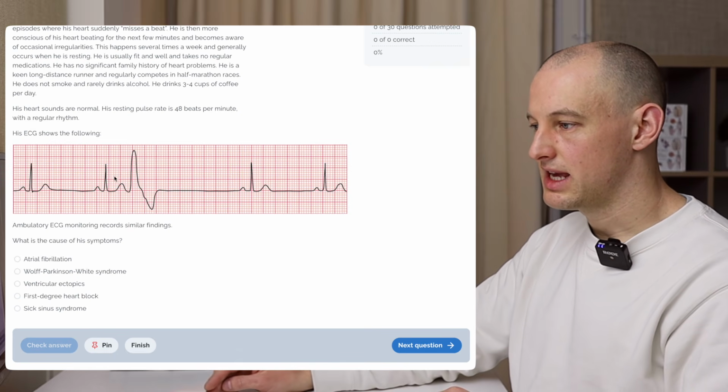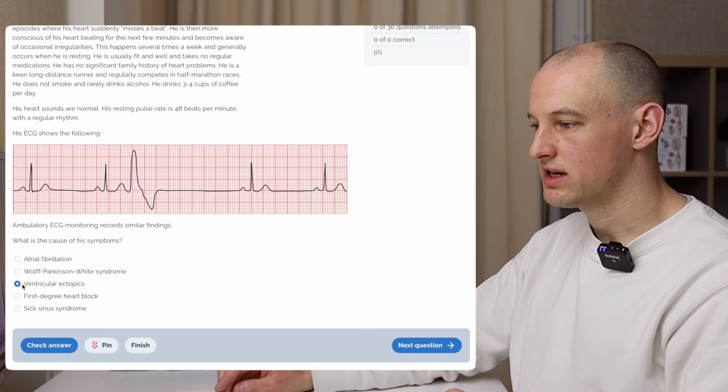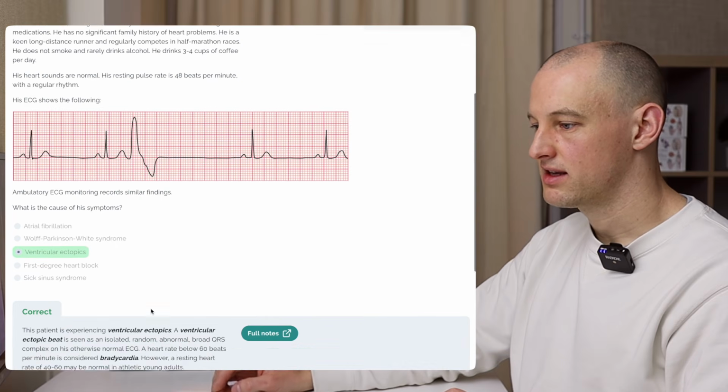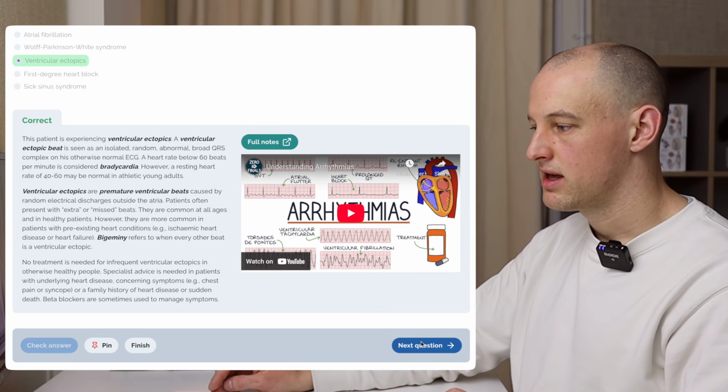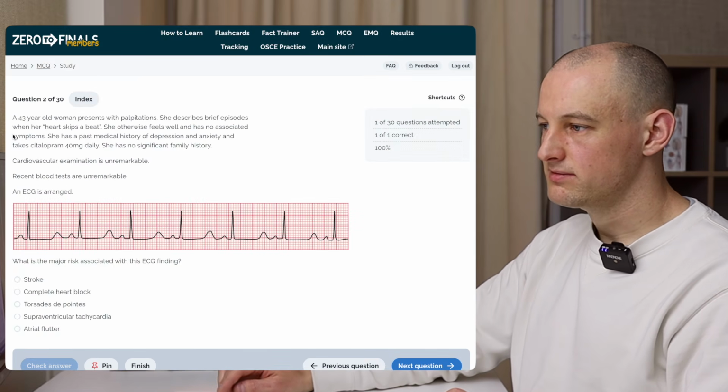Well, based on this, it looks like a ventricular ectopic. So I'm going to click ventricular ectopics, check the answer, and that was correct. If you didn't know the explanation, you can see it here, where you can watch a video. Then you go to the next question.